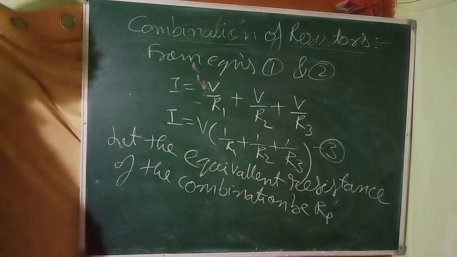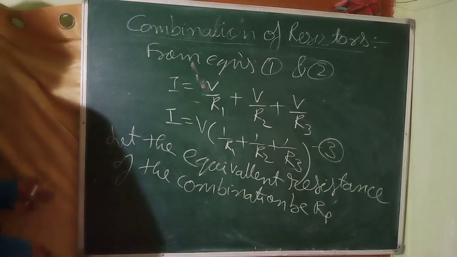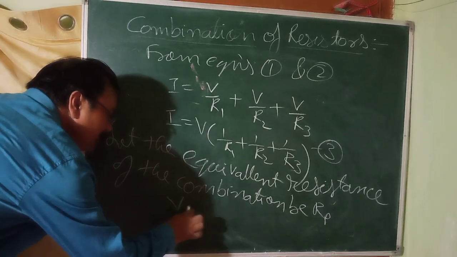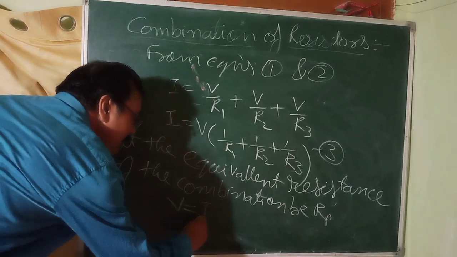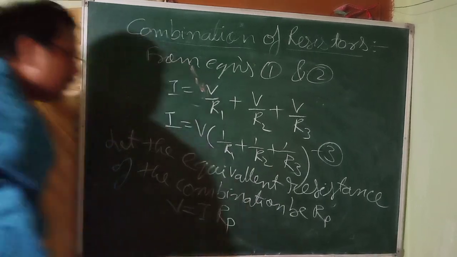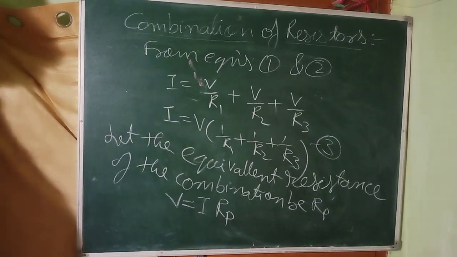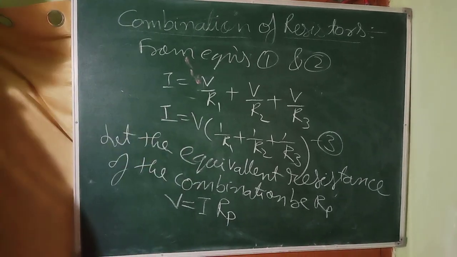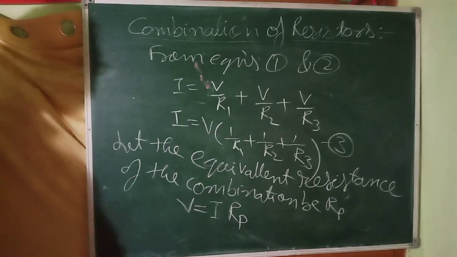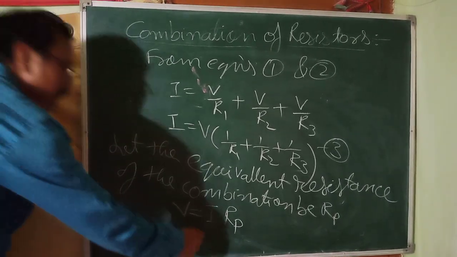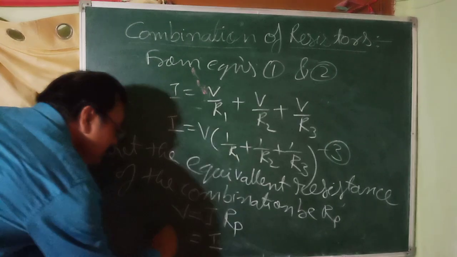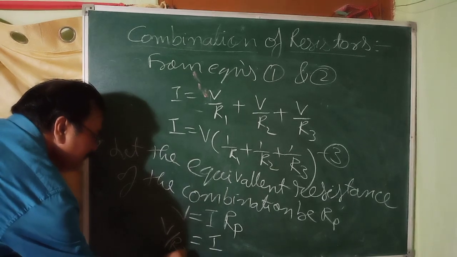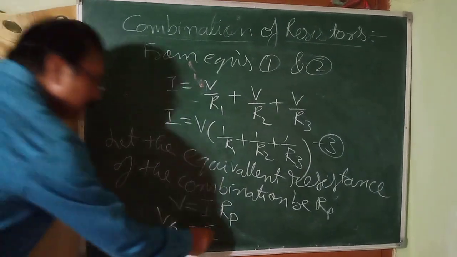It is I. So, according to Ohm's law, what can we write? Can we write V is equal to I Rp? This we can write. You might be wondering why I am writing Rp: because it is the equivalent resistance in a parallel combination. That's why I am writing Rp. Now, from here, can we get the value of I? I is equal to V upon Rp. That's what we can get. Let us mark this equation number 4.